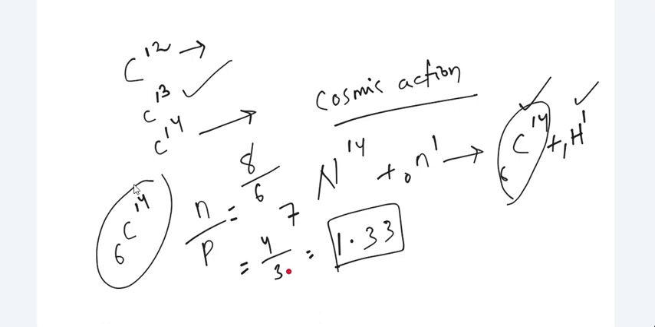So in general considerations, we say that when the neutron by proton ratio is greater than 1.2, it is radioactive in nature. So in the case of C 6,14, it is radioactive in nature.